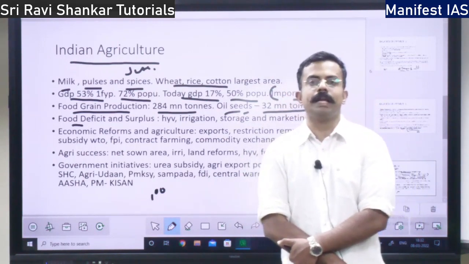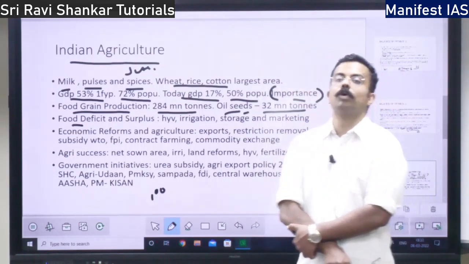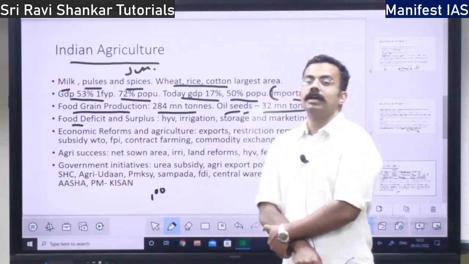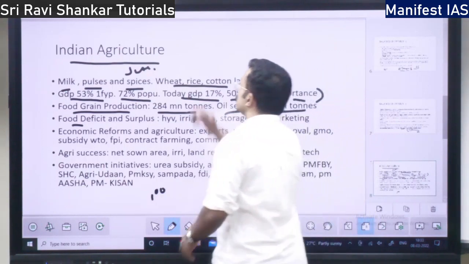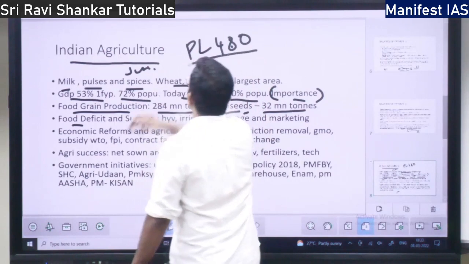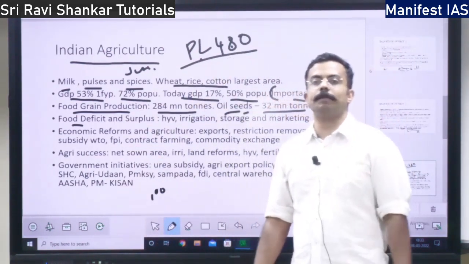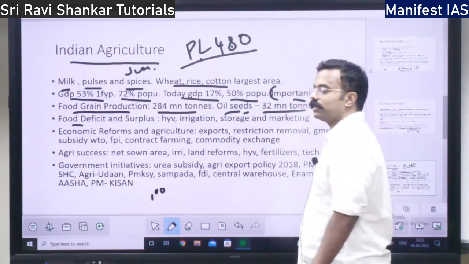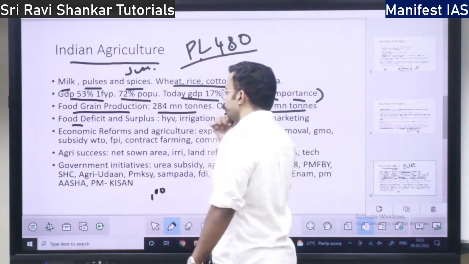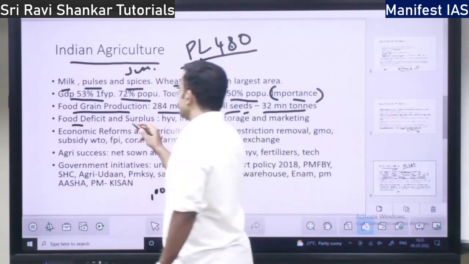There was a lot of famine, Bengal famine. Right? We had to import food from USA, import wheat from USA under the PL 480 program. Under the PL 480 program, India imported wheat from USA because of food crisis. Right? This program name is important. Food deficit, surplus means excess food.